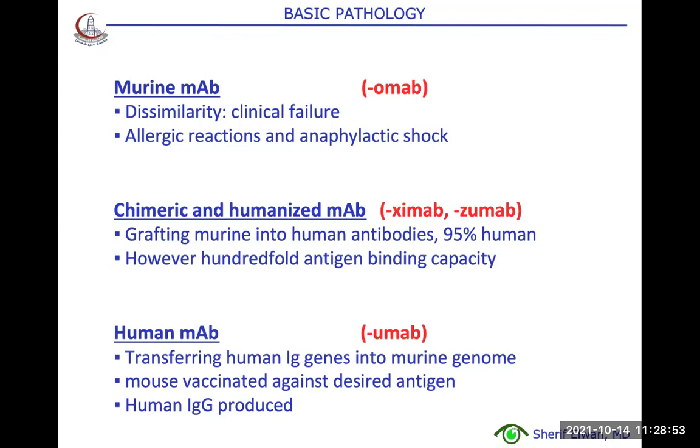and thus probably have a higher efficiency in clinical action, while human Ig genes that are cloned in the mice are purely human still and have the suffix UMAB. So human U, murine O, chimeric X and Z, and you may remind yourself of zombies being chimeras. That's why they're giving the X and Z suffix.